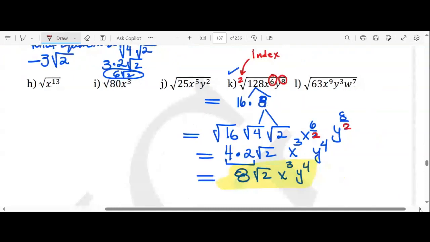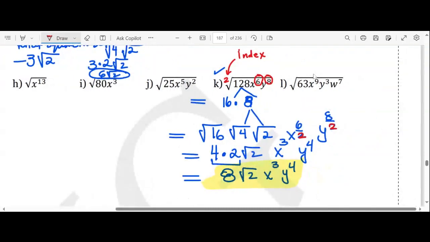Yeah, let's try to do I. Everybody try to do I. Remember, x to the power of 9 is x to the power of 8 times x. y to the power of 3 is going to be y to the power of 2 times y. w to the power of 7 is going to be w to the power of 6 times what? w. Yeah, put this under. What about 63? 9 times what? 7. 9 times 7. Yalla, can you do this? Yalla, good luck.